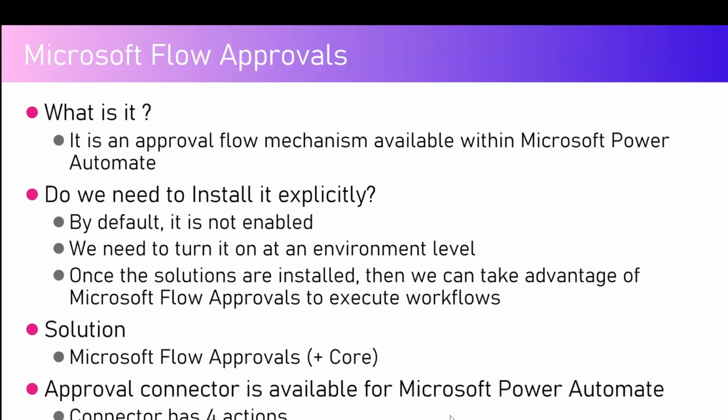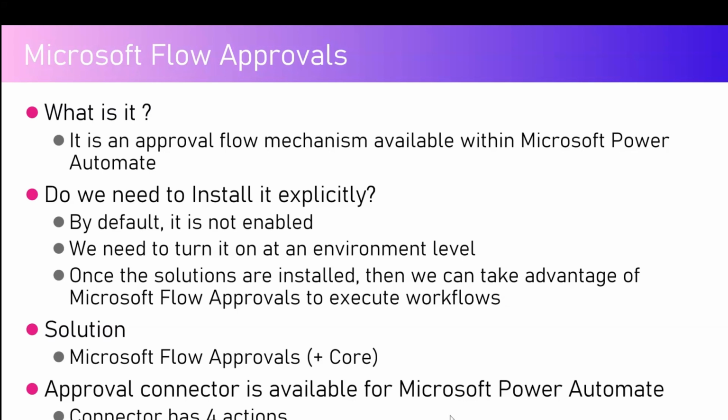What is it? It's an out of the box approval flow mechanism available within Microsoft Power Automate. Do we need to install it explicitly? By default, it is not enabled. We need to turn it on at an environment level, but there is no specific switch to turn it on. You need to either execute a flow or run a PowerShell script or a PACCLI script to install the solutions related to out of the box Microsoft Flow approval. Remember, we haven't installed anything on the approvals kit framework yet. This is just a prerequisite for that.